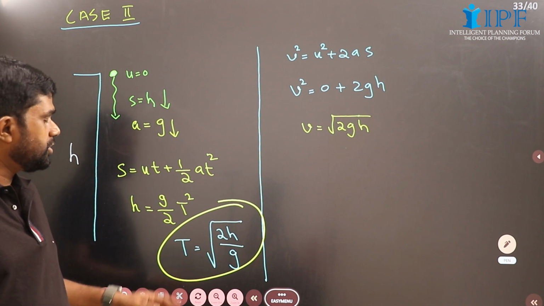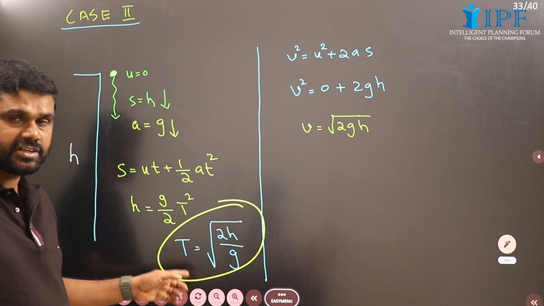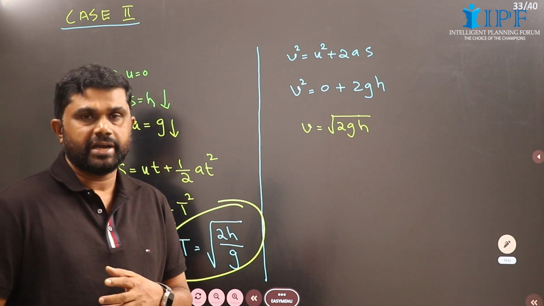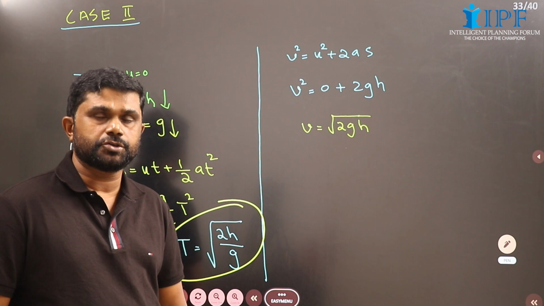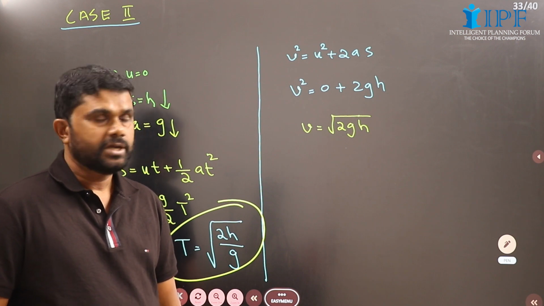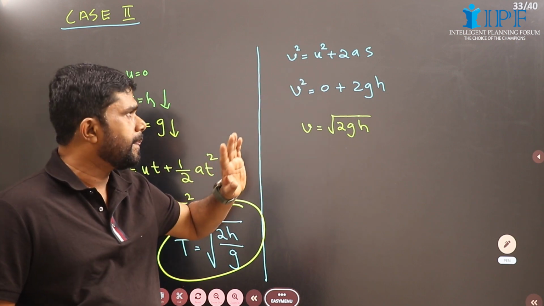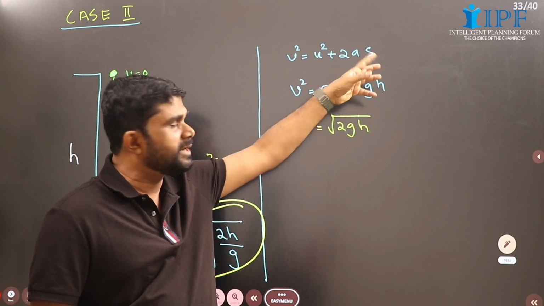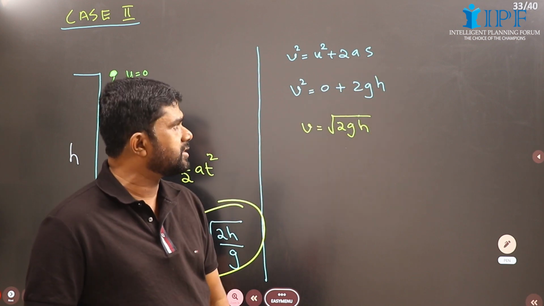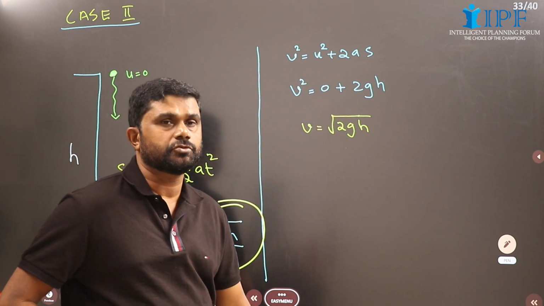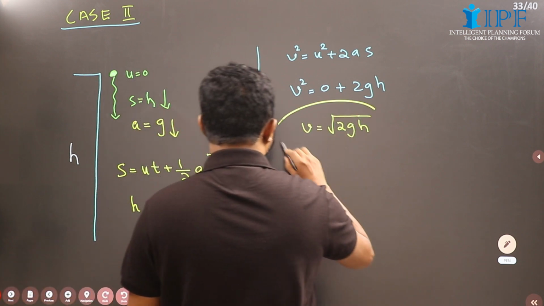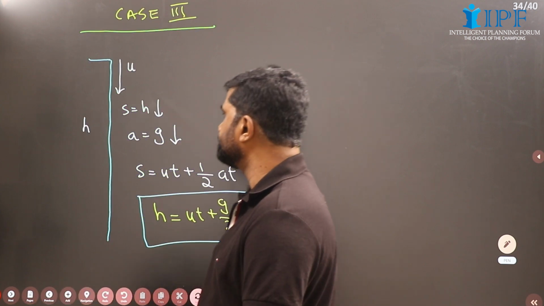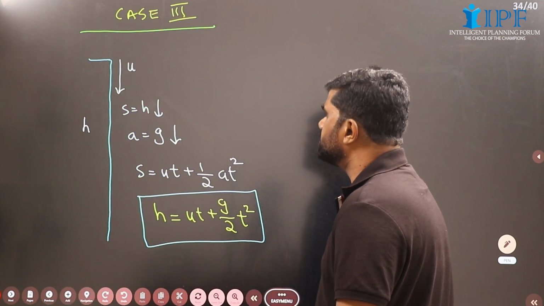So the body reaches the ground after this much time, and what is the speed with which it strikes the ground? Let us apply the equation v² = u² + 2as. Initial velocity u = 0, acceleration g is directed downwards, displacement h is also directed downwards, so we get v² = 2gh, and the speed with which it strikes the ground is √(2gh).